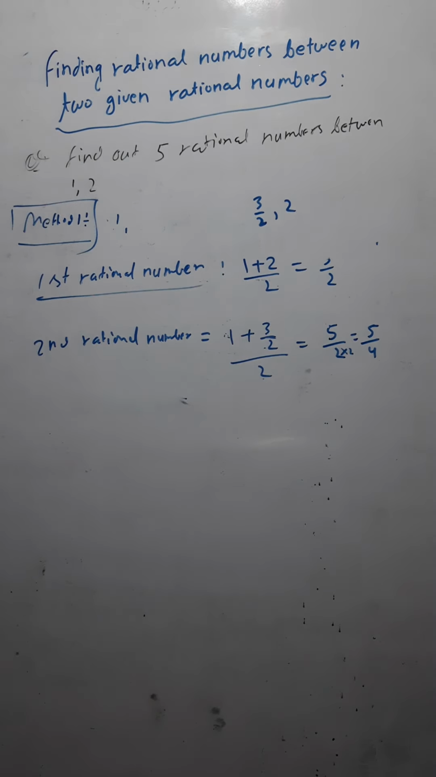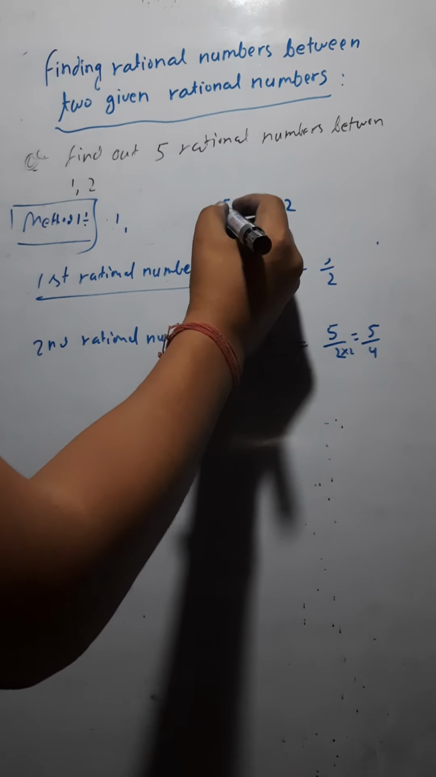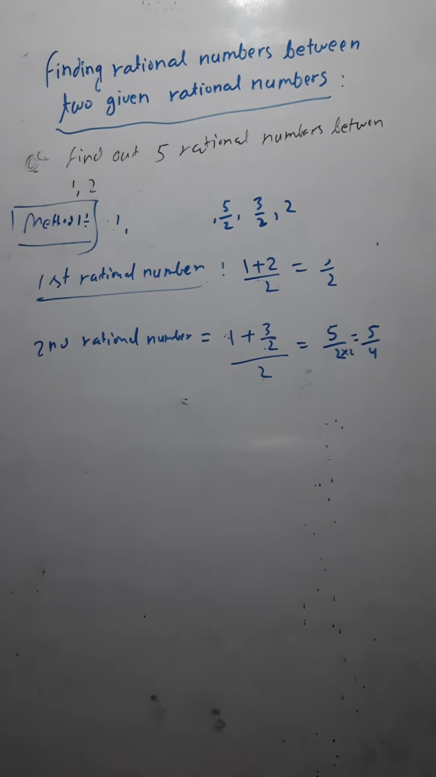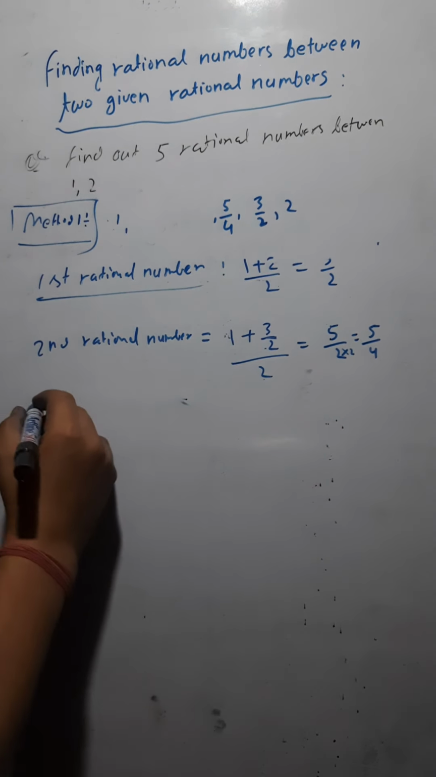So this would be the second rational number between 1 and 2. So this would be how much? 5 by 2, isn't it? 5 by 4, sorry. Okay. Now we have to find the third rational number.